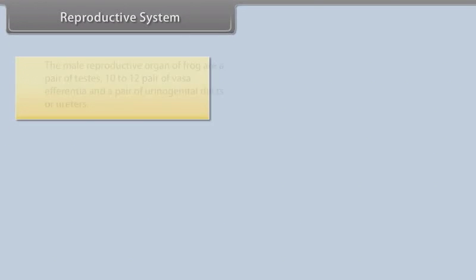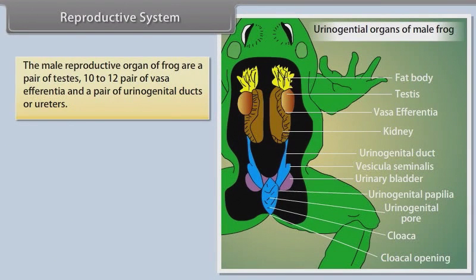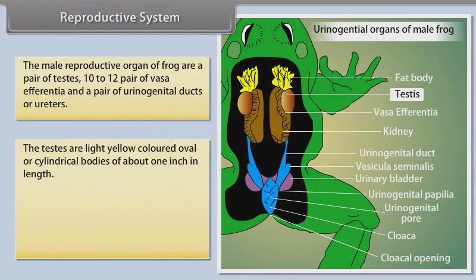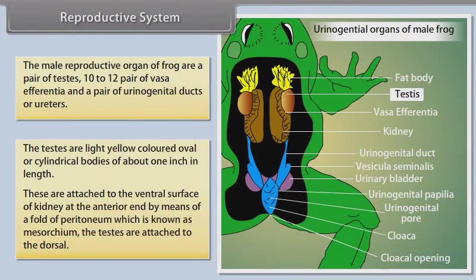Reproductive system. The male reproductive organs of frog are a pair of testes, 10 to 12 pairs of vasa efferentia, and a pair of urinogenital ducts or ureters. The testes are light yellow-colored, oval or cylindrical bodies of about 1 inch in length. These are attached to the ventral surface of kidney at the anterior end by means of a fold of peritoneum, which is known as mesorchium.